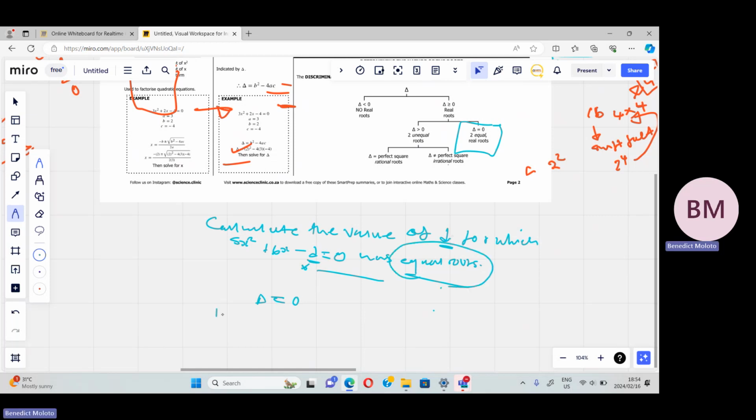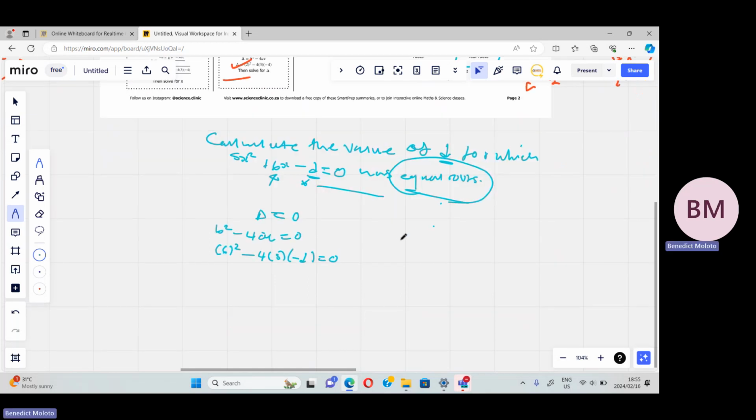Then delta is b squared minus 4ac, which is equal to 0. Our b is the coefficient of x, which is 6. So 6 squared minus 4, our a is 5, multiplied by c. I mean c, which is negative d here. Sorry about that. Let me erase and write everything properly. So this is going to be 5, negative d, equal to 0.